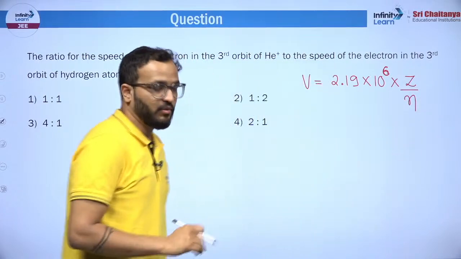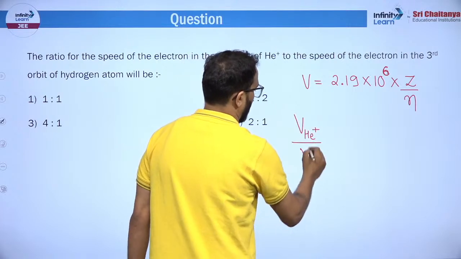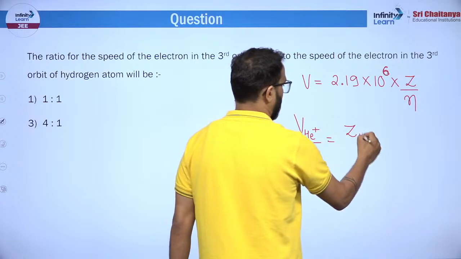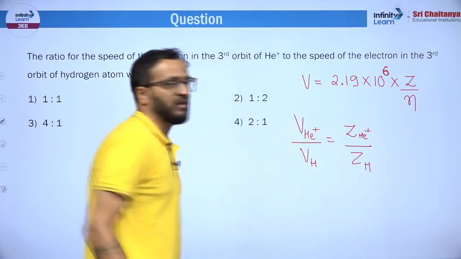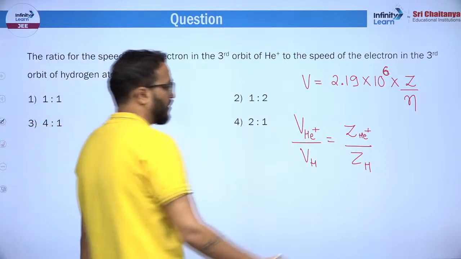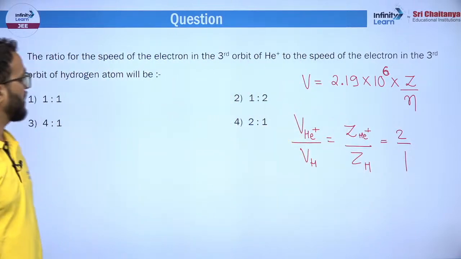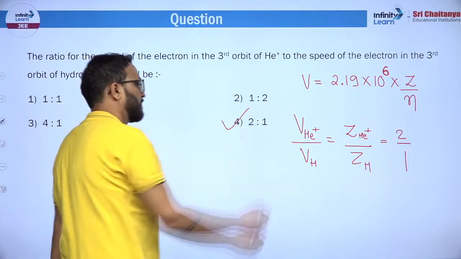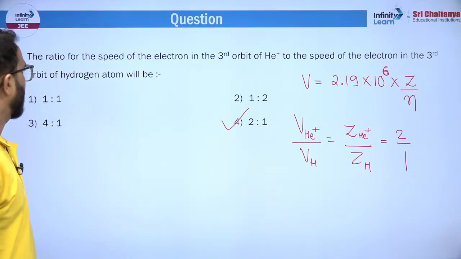Now, when you take the ratio, so V for He plus ion upon V for hydrogen, it will be Z for helium upon Z for hydrogen, and N is same, third orbit for both of them. So for helium what is Z? 2. For hydrogen what is Z? 1. That is what? Atomic number 2 by 1. So what is the ratio? I guess 2:1. Fourth option is correct, right? Done, my dear students. I hope you are absolutely following this thing.